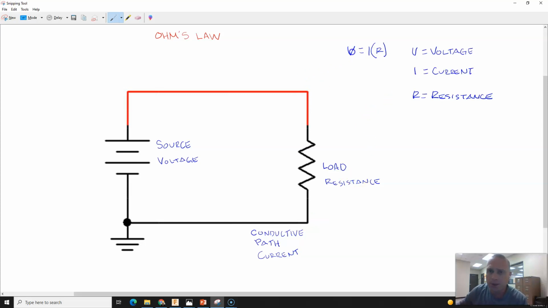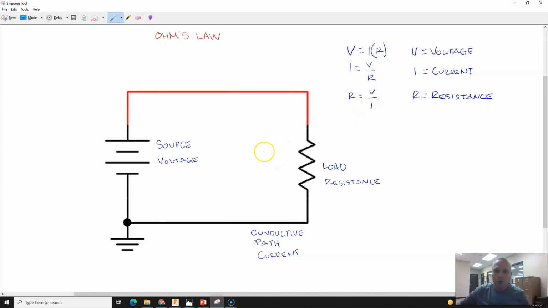If we have Ohm's law, which is this formula here, voltage equals current multiplied by resistance, and we wanted to solve for one of these other variables, we could simply rearrange the formula. So if I wanted to solve for current, the formula would be I, or current, equals voltage divided by resistance. And if I wanted to solve for resistance, resistance is equal to voltage divided by current.